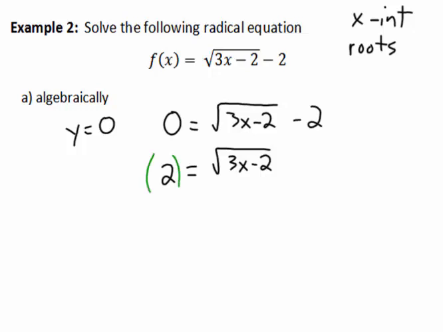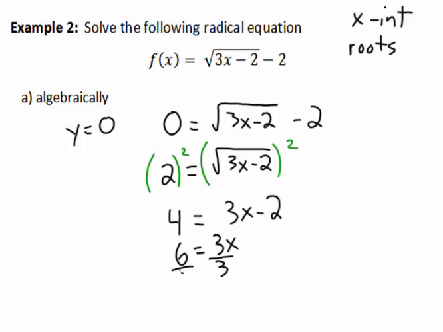Once we get to this place, now, because it's a square root, we want to square both sides, which gives us 4 equals 3x minus 2. And solving for x here, pretty easy. Move that 2 over. We'll get 3x. Divide both sides by 3. And we get our solution of x equals 2.